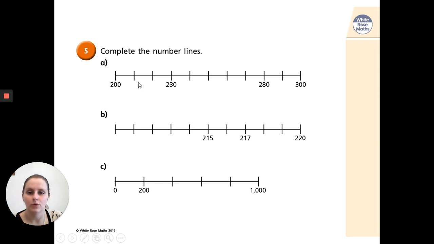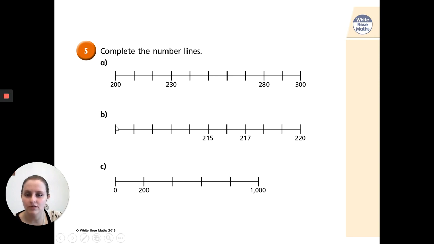So let's have a look. So we've got 1, 2, 3, 4, 5, 6, 7, 8, 9, and 10. So we still have 10 increments, but they're not worth 100. So have a look at what numbers you've already been given. What do you think is going to go in between these 2 numbers? And what's going to fill the rest of these in? Have a go at that first one. Once you've done that one, on to B.